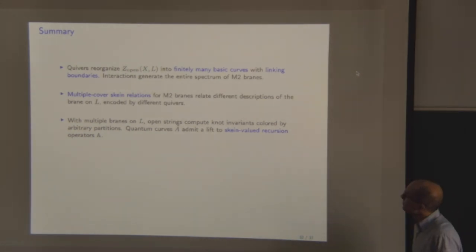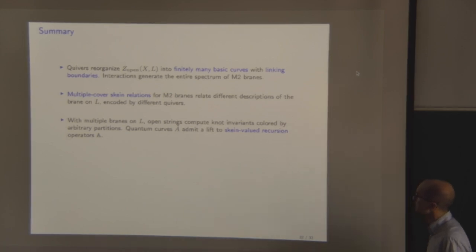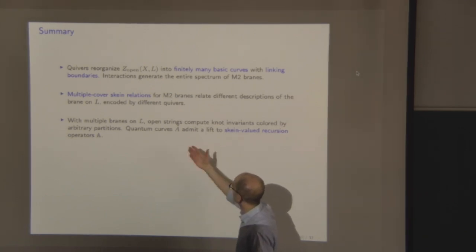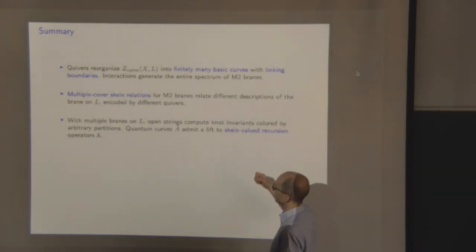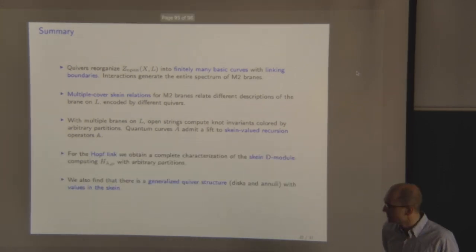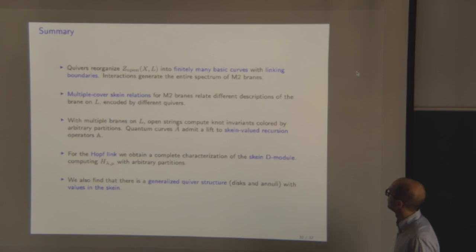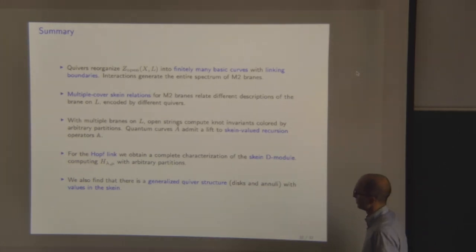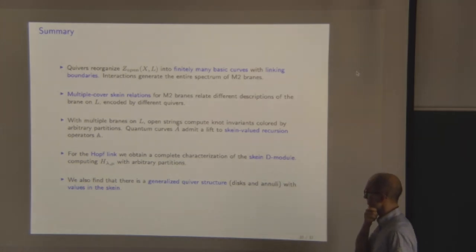Now, when you consider multiple branes on the Lagrangian, according to Gukov, open strings compute knot invariants colored by arbitrary partitions, and it's conjectured, and at least in some cases known, that quantum curves familiar from the U(1) setting should lift to skein-valued recursion operators. For the case of the Hopf link, we've obtained a complete characterization of these skein-valued recursion operators, the generators of the ideal for the skein D-module. And we've shown that these compute the HOMFLY-PT polynomials with arbitrary partitions.